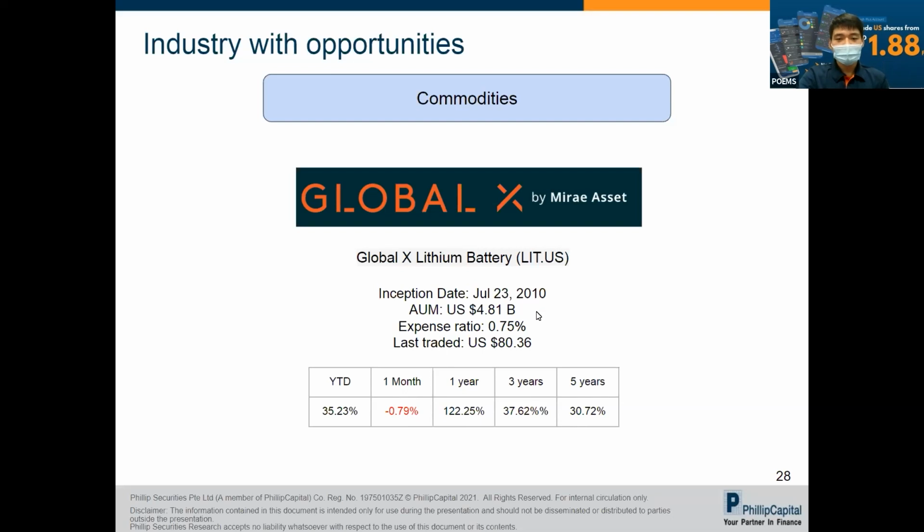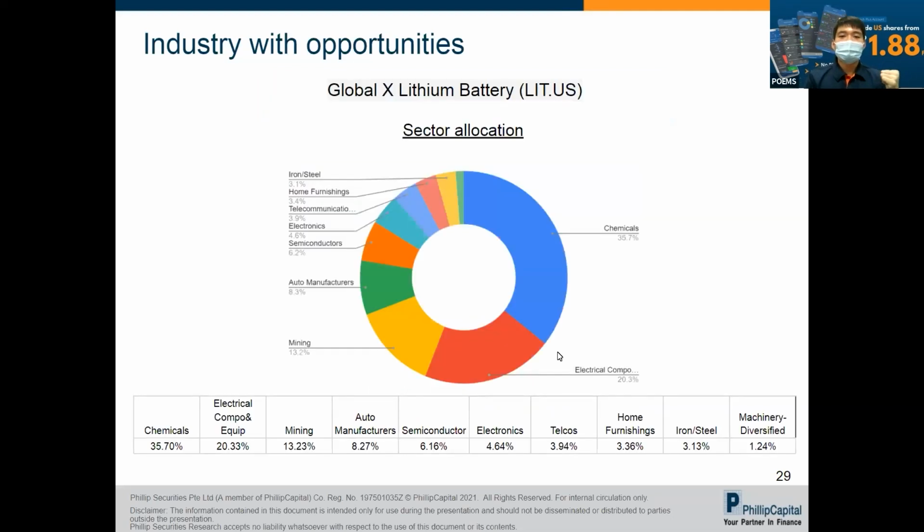23rd July, AUM $4 billion, expense ratio 0.75%. Okay, then I'll move on to the sector allocation. The top 3 allocations are chemicals, electrical components, and mining. I'll give you a few seconds to look at it.